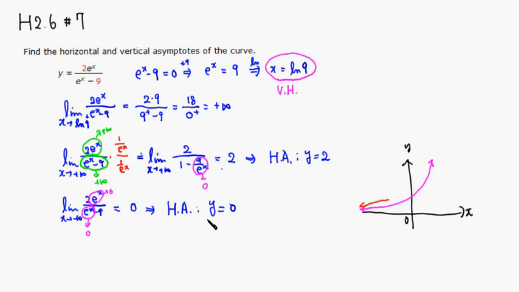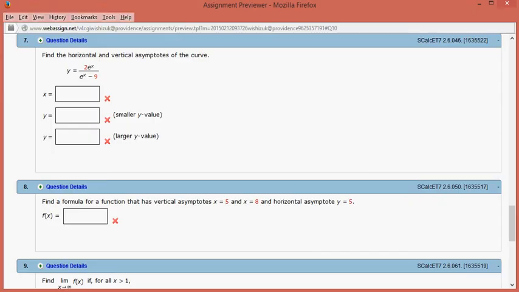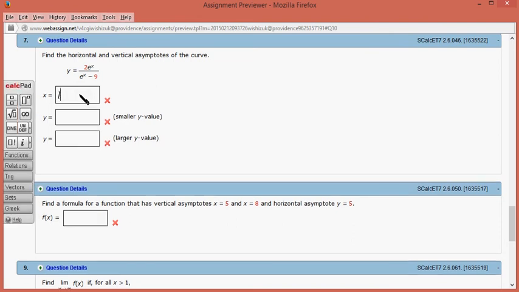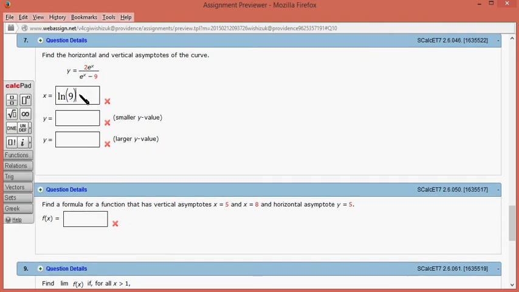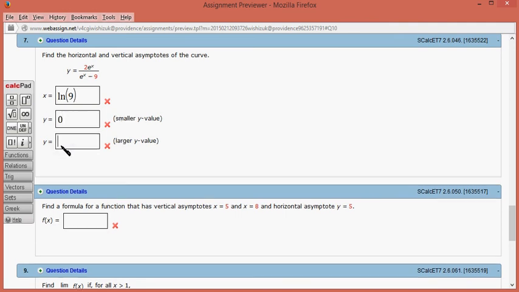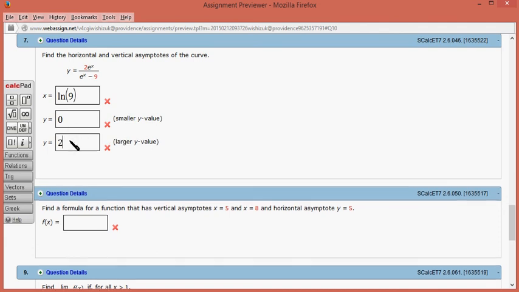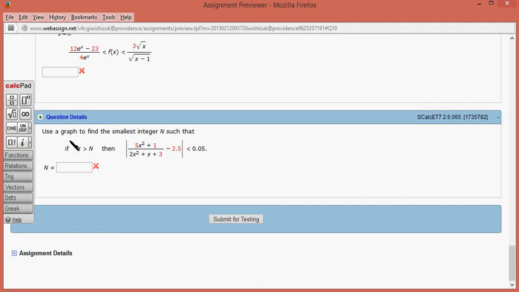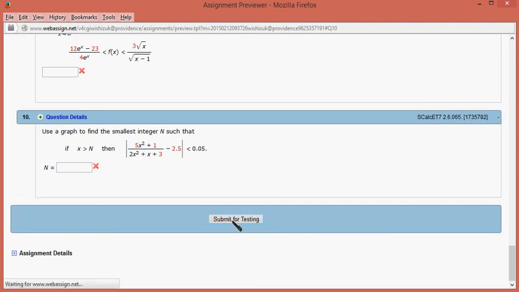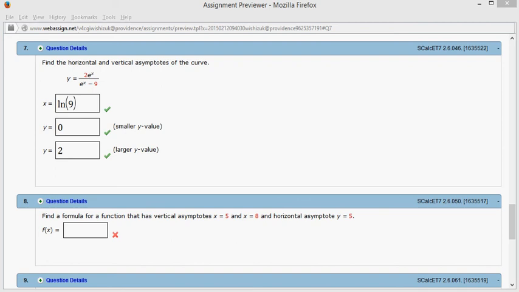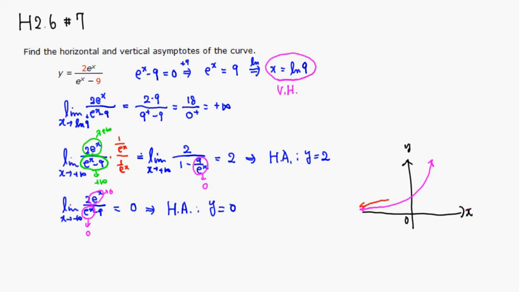All right, so let's type those in. The vertical asymptote was x equals natural log of 9, and y equals 0, and y equals, was it 2? Hold on. y equals 2. Oops, 2. Right? So let's double check. Submit for testing. Alright, it came back and looks like we got all of these correctly. Alright, that's it. I hope that this was clear.